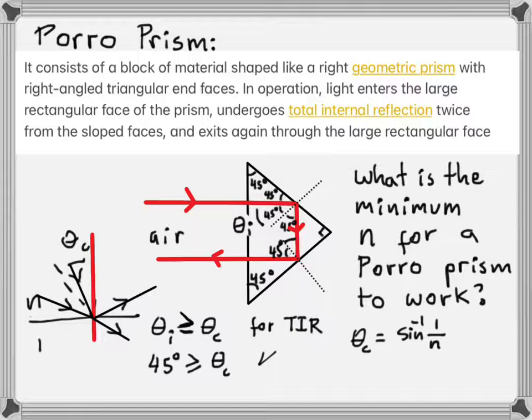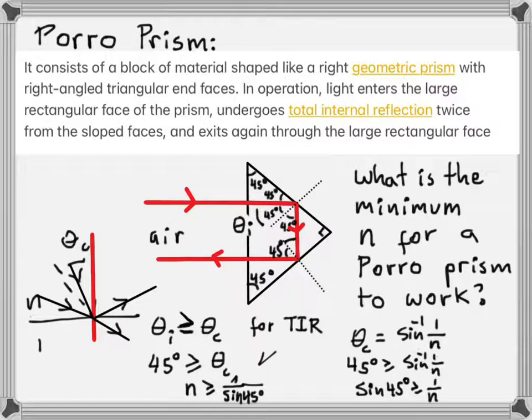So what is the equation for theta critical? For the interface between n and 1, that is the inverse sine of 1 over n. If you recall, that was discussed in previous videos. So we want 45 degrees to be bigger or equal than the inverse sine of 1 over n. If we take the sine on both sides, sine of 45 degrees should be bigger or equal than 1 over n. And solving for n, we get that n should be bigger or equal than 1 over sine of 45 degrees. The sine of 45 degrees is square root of 2 divided by 2.